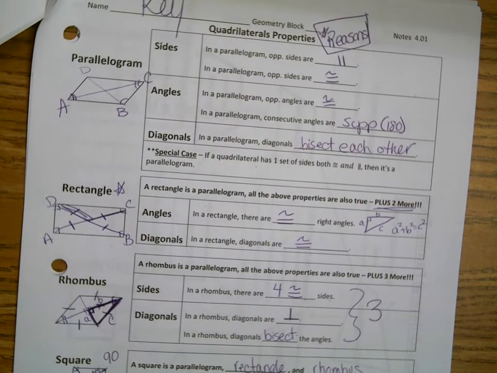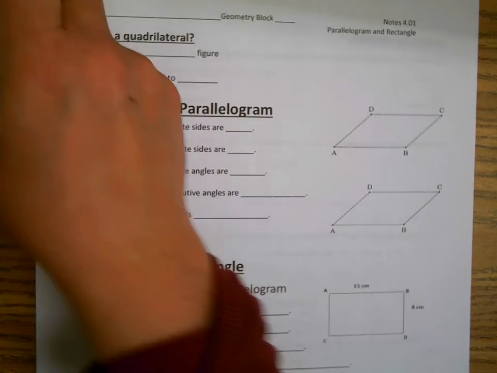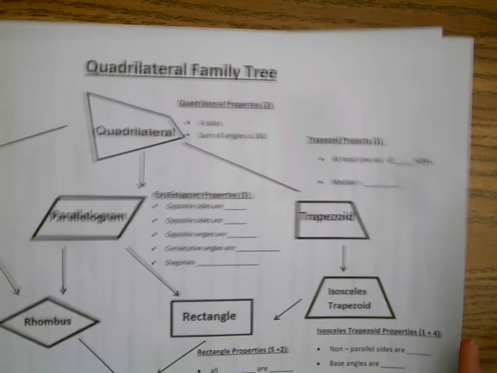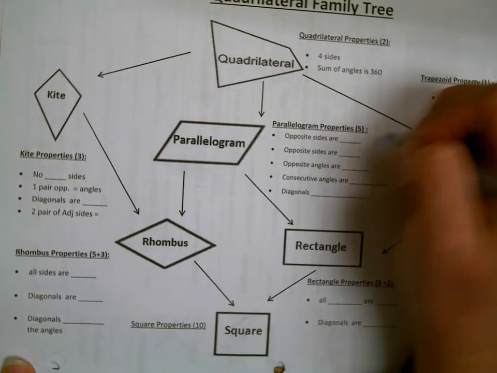So those are all your properties of the parallelogram, rectangle, rhombus, and square. So those are our parallelograms. So going back over here to the family tree, last time we talked about the parallelogram.